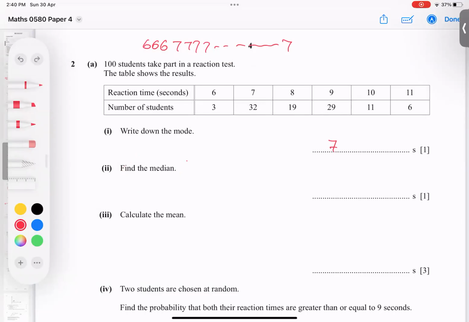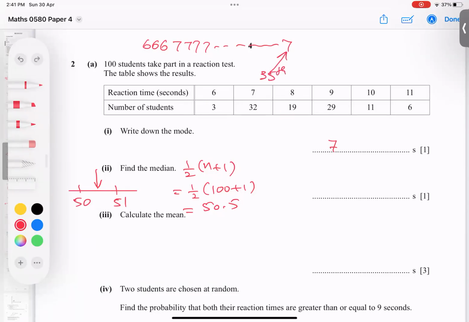Median. What is the median formula? Half into n plus 1. What is n? Total values, 100. I got 50.5. 50.5 means in the middle of 50 and 51. I want to know what the 50th and 51st terms are. For your knowledge, 6 comes 3 times, so this is the third place. And 3 plus 32, if you add them, is 35. So this is the 35th place.